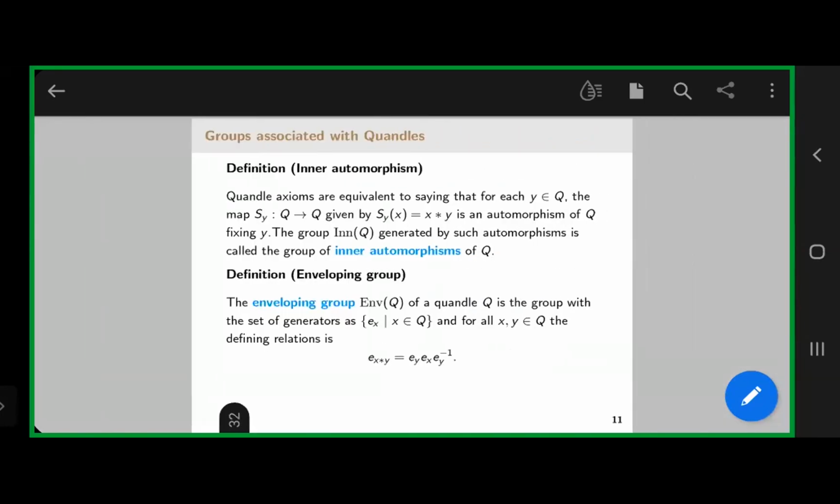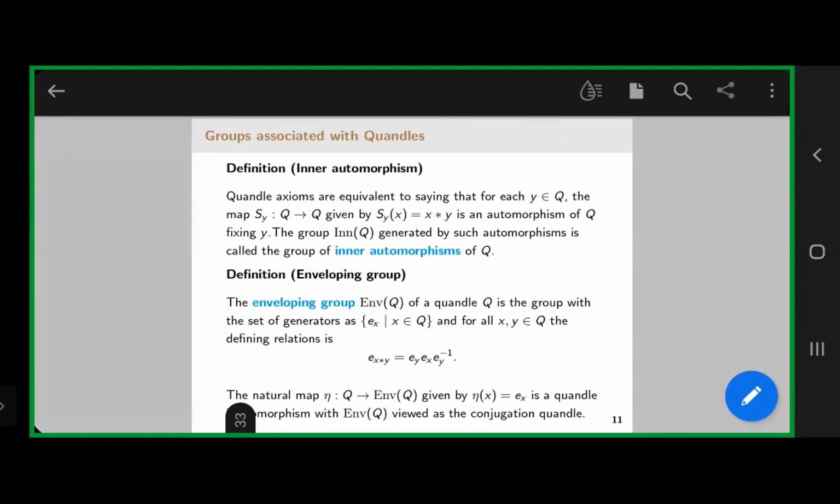So how do you define the enveloping group? Whenever you have a Quandle, for each element x of the Quandle, you define a generator e_x in the enveloping group, and the relations you define are: e of x star y is e_y e_x e_y inverse. So whenever there is a star operation, you replace it by the conjugation operation. And this was again a nice result in the same paper where the Quandles and knot theory connection was defined by Joyce, and the other paper was by Matveev.